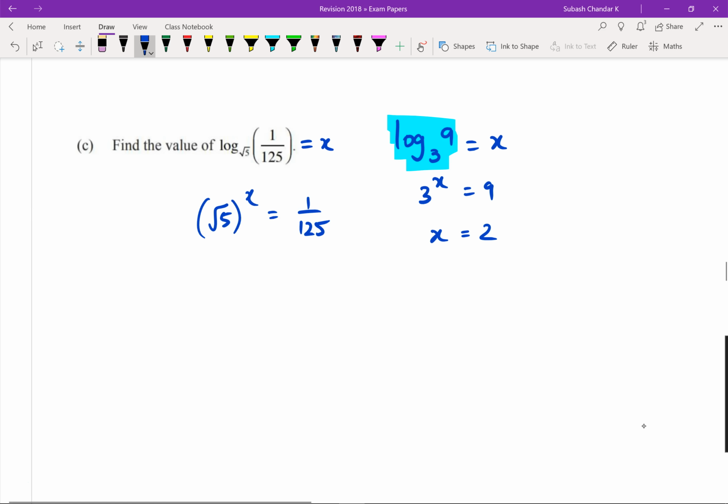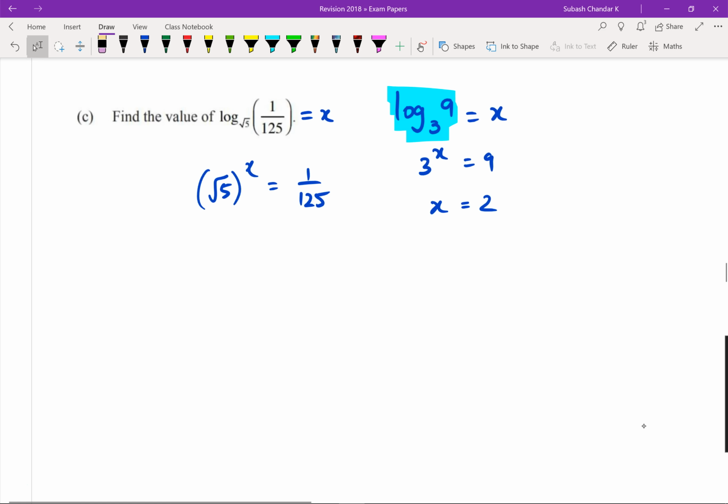Now, if you want to do any sort of Excellence exponential questions, this is a good question to watch in terms of understanding how to rearrange powers. So the first step I'm going to do is write square root of 5 as 5 to the power of half, and that's the power of x. As for 125, I can write that as 1 over 5 to the power of 3. So then I've got 5 to the power of half x equals 5 to the power of -3.